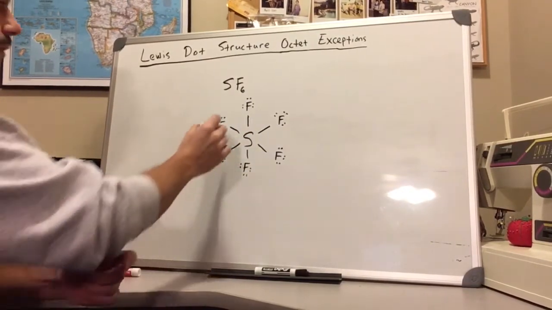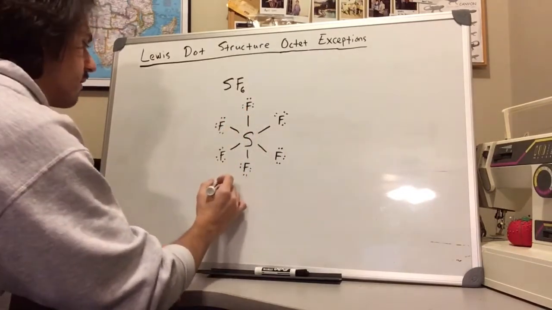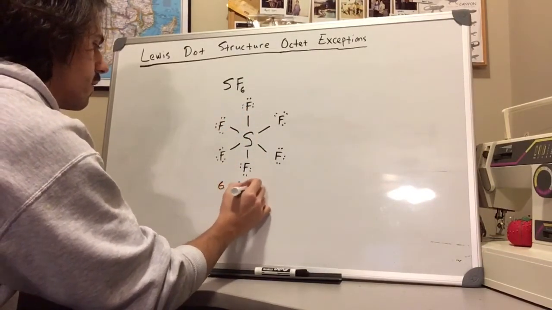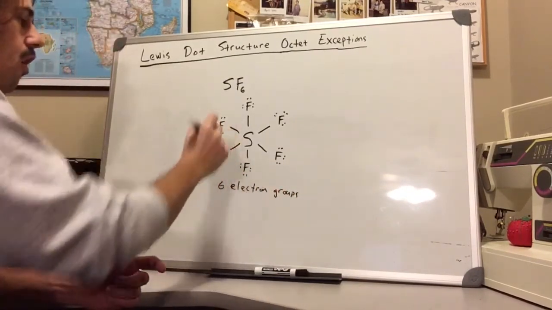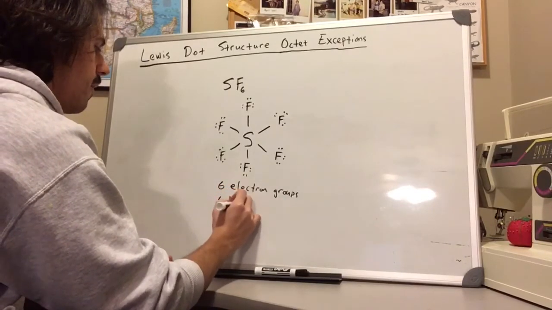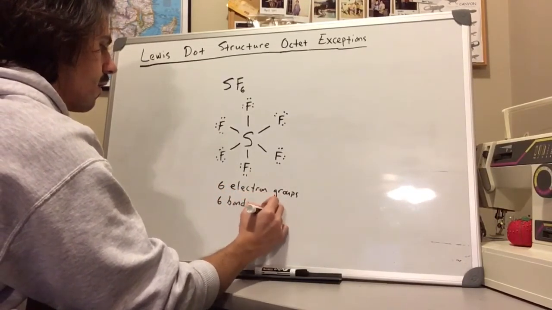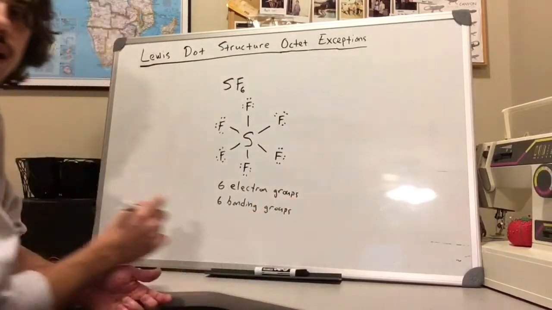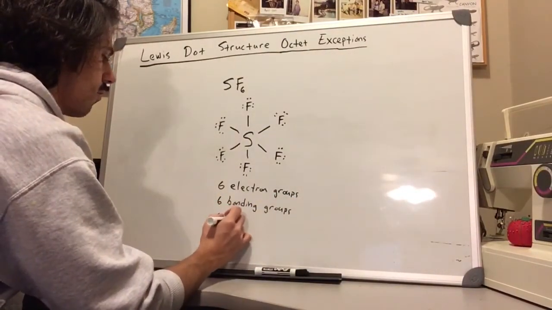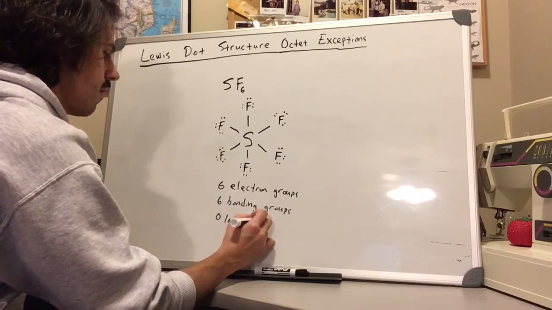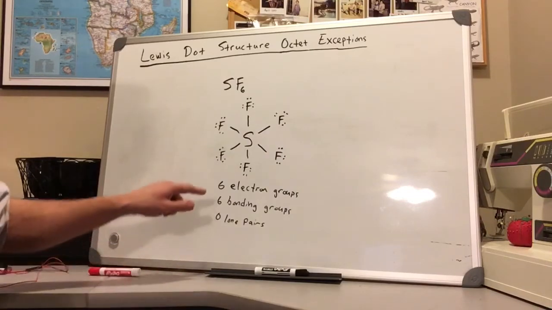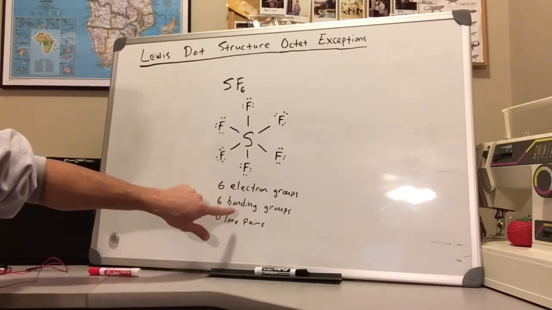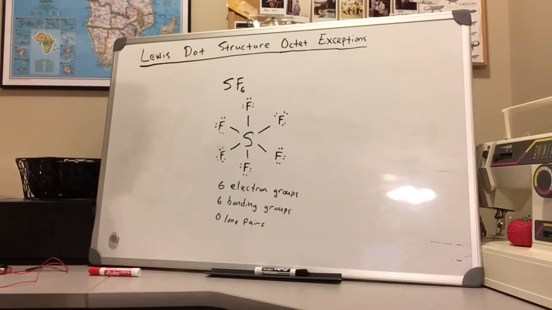So if I count it up, I have 1, 2, 3, 4, 5, 6 total electron groups, all 6 of which are bonding groups. And so I have 0 lone pairs. So using my molecular geometries chart, I see with 6 electron groups, 6 of which are bonding and 0 lone pairs, my molecular shape is going to be octahedral.